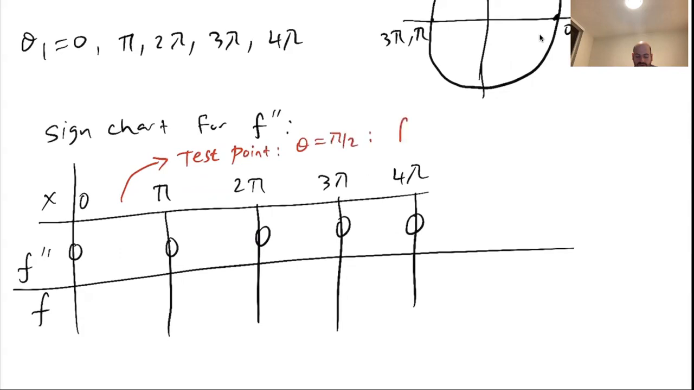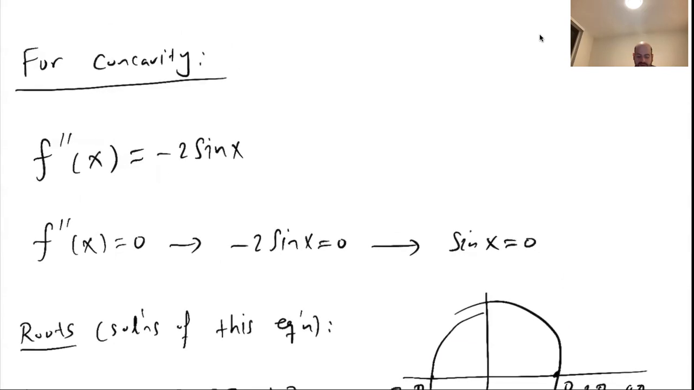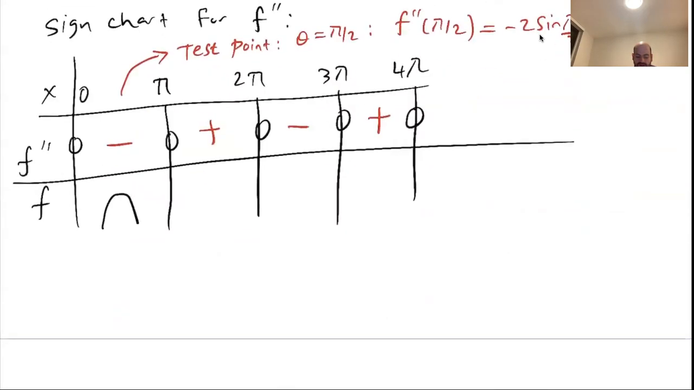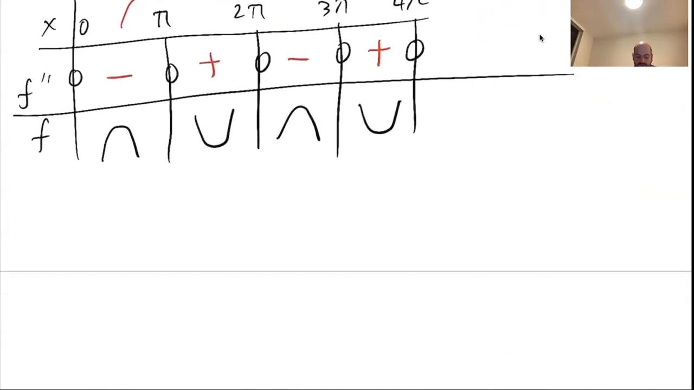If theta equals pi over 2, then I can find f double prime of pi over 2. That will be minus 2 sine pi over 2, which is -2, which is negative, right? f double prime of x was -2 sine x. So negative here, positive here, negative here, positive here. Double prime negative means the function is concave downward, and positive means concave upward. Well, there you are, that's it.